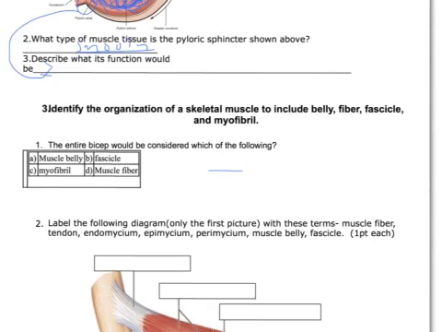All right, so want me to just do that real fast? Well, it's down here. Let me just label it. The entire bicep would be considered which of the following? Okay, so the entire bicep, that's really as big as it's going to get. For some of us, there's bigger biceps than others. That is your muscle belly. Muscle belly.